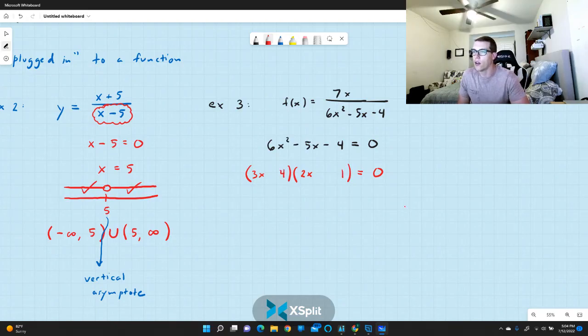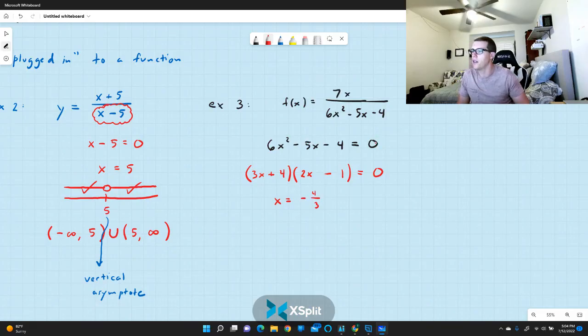So I kind of go through it and I say 3x times 1 is 3x. 4 and 2 is 8. Hey, that does make 5 as long as this is the negative 1 and this is the positive 1. Which means I get two values. I get the negative 4/3.